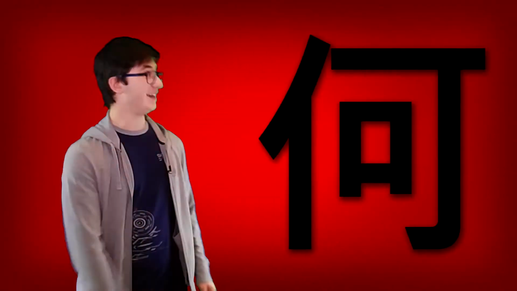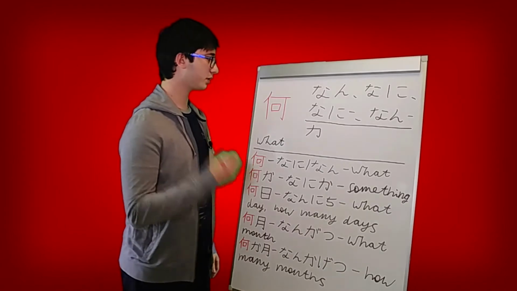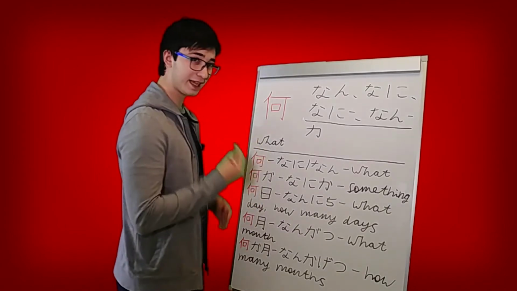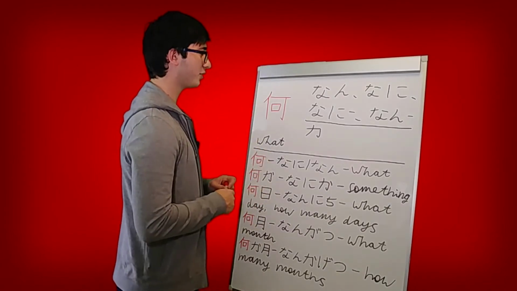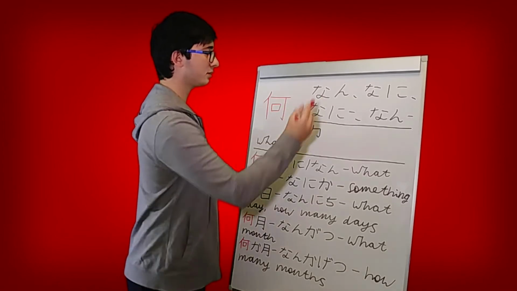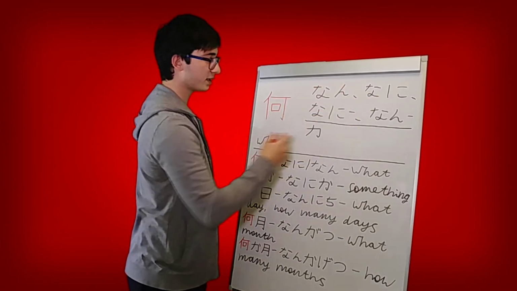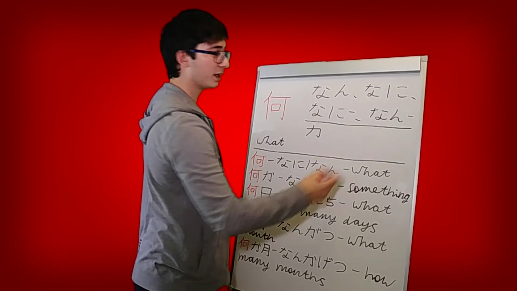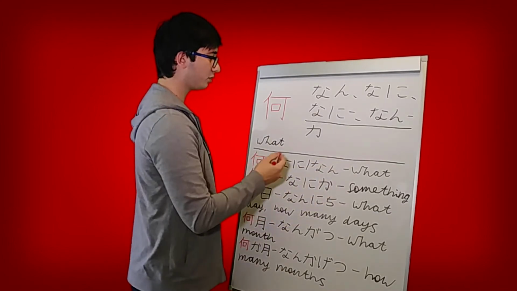Who's that kanji? It's what? So today we're going to look at the kanji for what. And yes, it actually means what. So the kunyomi are nan, nani, nani as a beginning of a word, and nan as a beginning of a word. And the onyomi is ka.